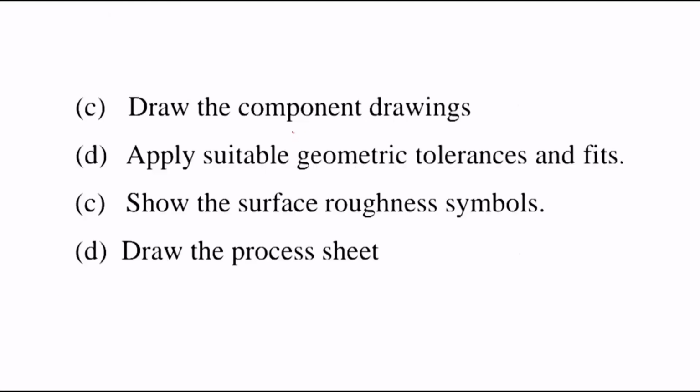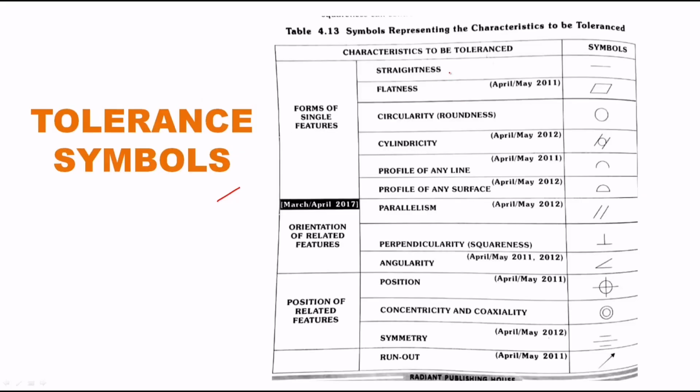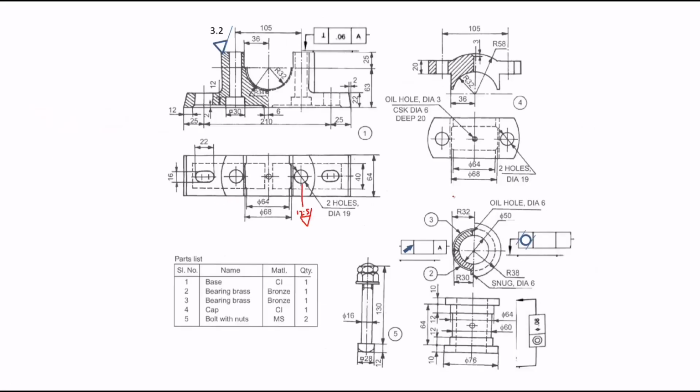As we have seen, first the individual component drawings, next the type of fit table, and we have seen a process sheet. Again, we need to prepare geometric tolerances and surface roughness symbols like straightness, flatness, circularity, cylindricity, parallelism, perpendicularity, angularity, position, symmetry, run out. So these kinds of tolerance symbols we have. How are these symbols used in the answer?